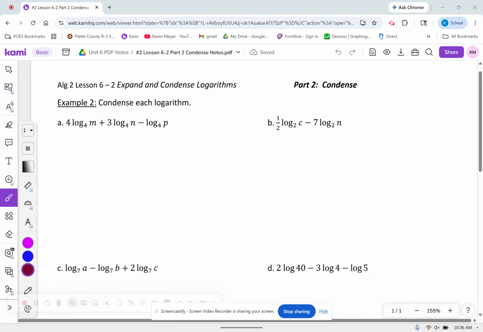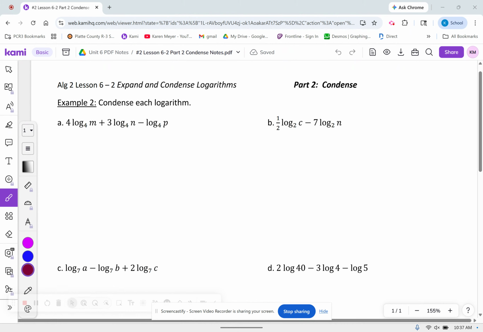So remember, with condensing, you want to bring it down to just a single log. In your problem, you should have log or ln only written one time, and then you will have the information after it. So it should look like the problems did when they started yesterday when we were talking about those.